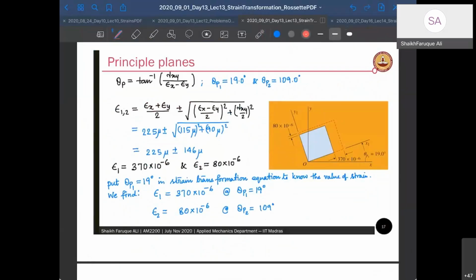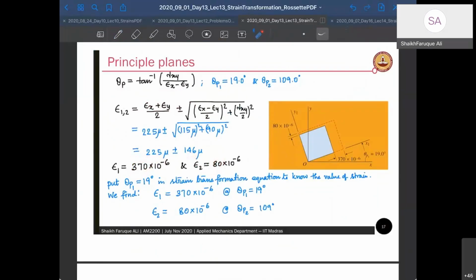Now, how do you find the principal plane, the angle for the principal plane? So that part is done. So first part is done. Second part is to find principal planes. So theta p, you can use the formula and put the values, so you get two angles. You know that for principal planes, one will be the maximum, one will be the minimum. So 225 plus minus 146. So the maximum is going to be 370 and the minimum is 80.